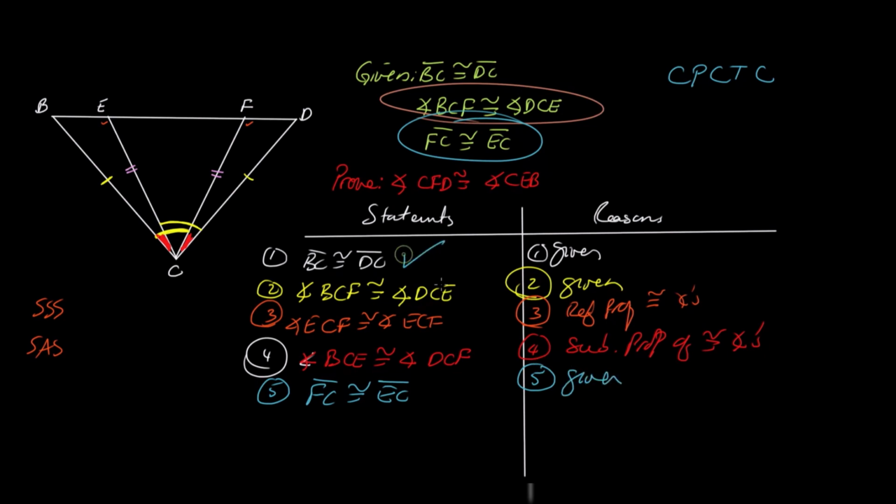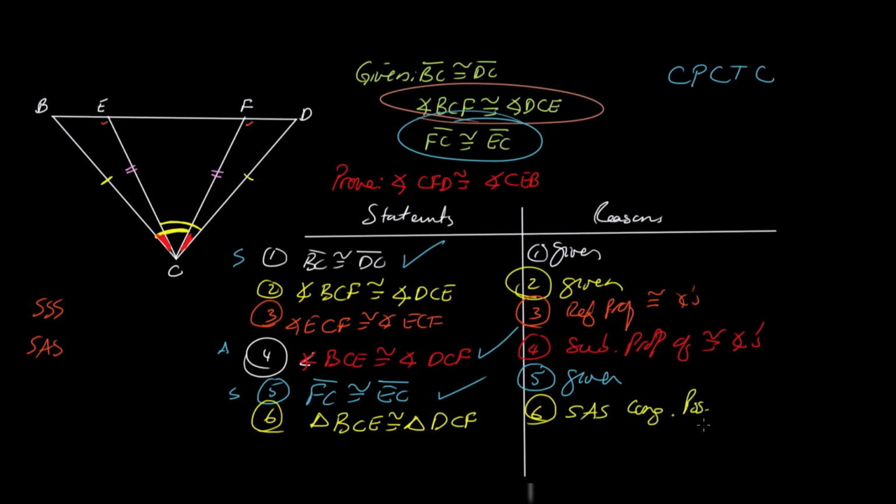So now we have our side, now we have our angle, now we have our side. Side, angle, side. So that's our side, that's our angle, and that's our side. Now we can say the two triangles are congruent. Triangle BCE is congruent to triangle DCF, and that's because of the side angle side congruence postulate. In the future, I'll just write side, angle, side here. I'm writing the whole thing so we are familiar with it.